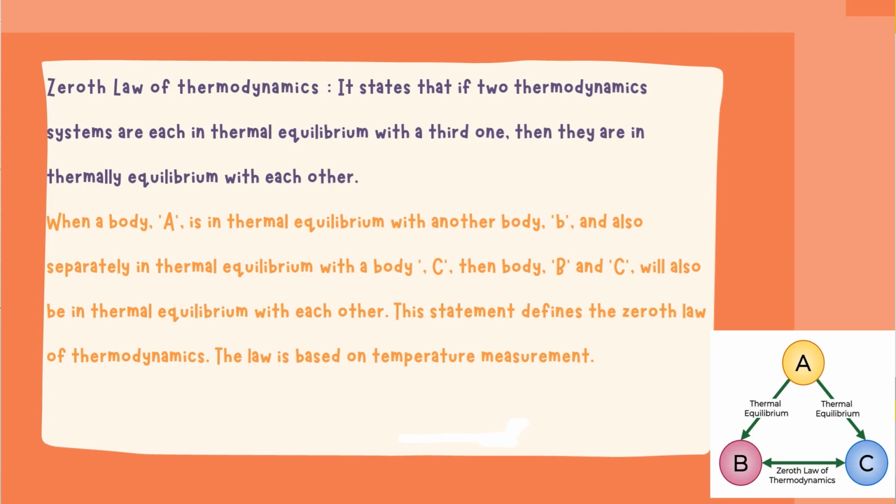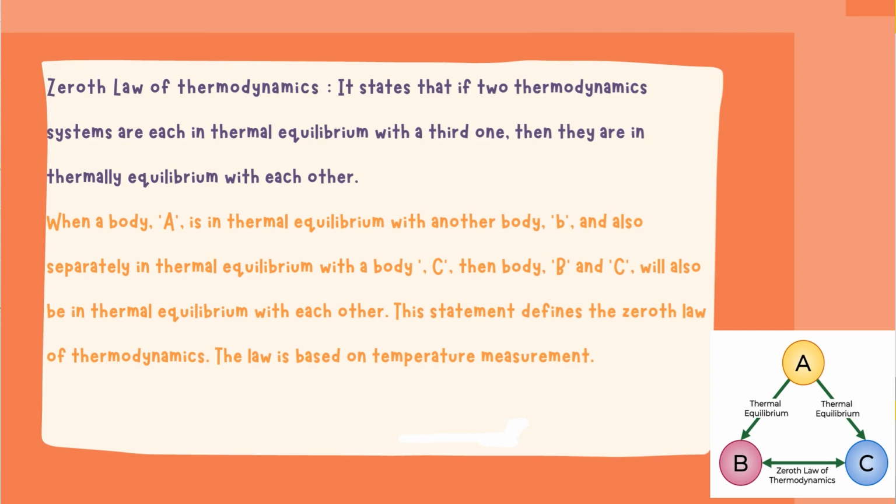It states that if two thermodynamic systems are each in thermal equilibrium with a third one, then they are in thermal equilibrium with each other. It means when a body A is in thermal equilibrium with another body B and also separately in equilibrium with the body C, then both the body B and C will also be in thermal equilibrium with each other. This statement defines the zeroth law of thermodynamics, and the law is based on temperature measurement.